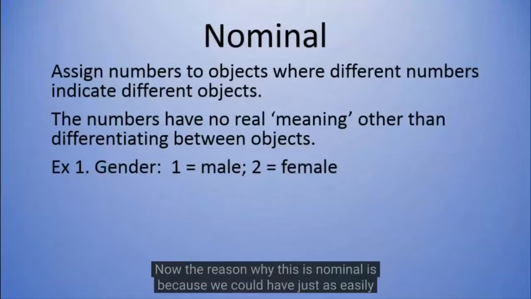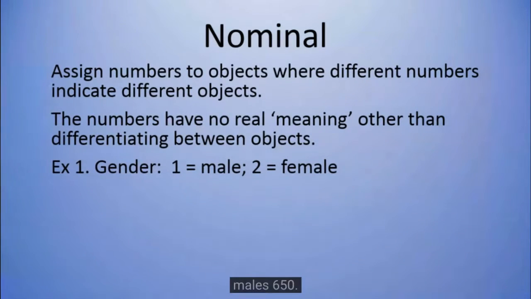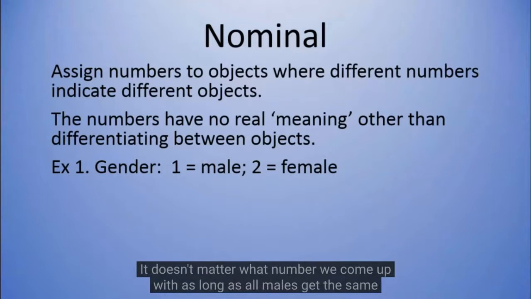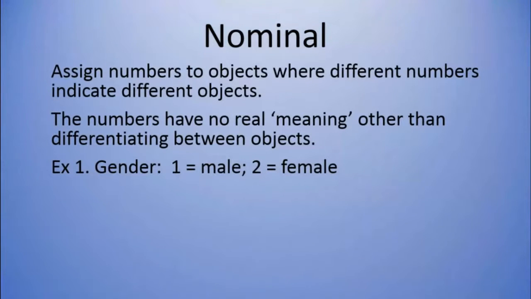Now, the reason why this is nominal is because we could have just as easily assigned females a 1 and males a 2. Or we could have assigned females 500 and males 650. It doesn't matter what number we come up with, as long as all males get the same number, 1 in this example, and all females get the same number, 2.